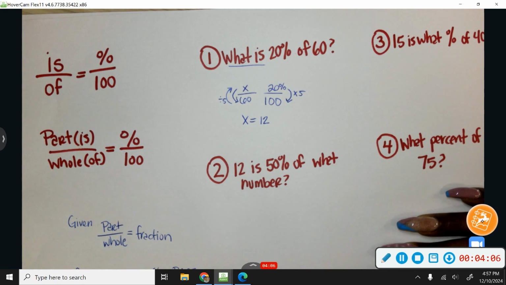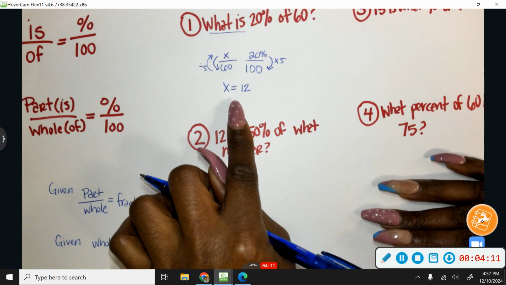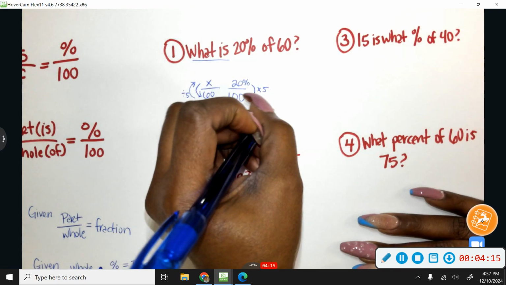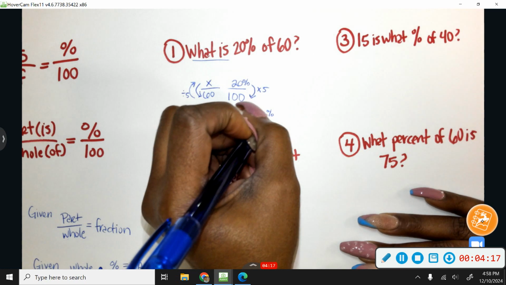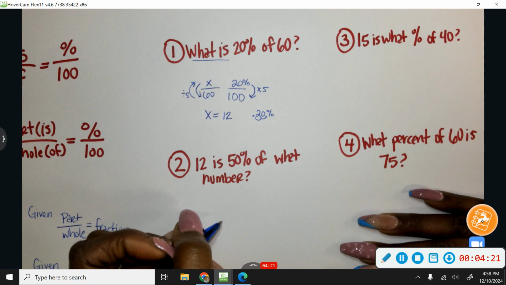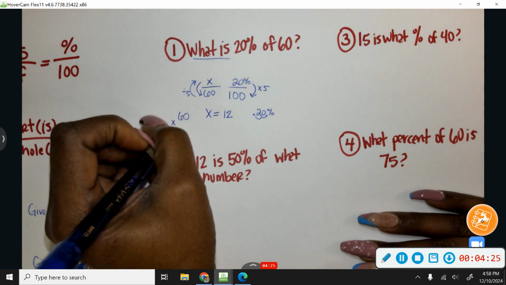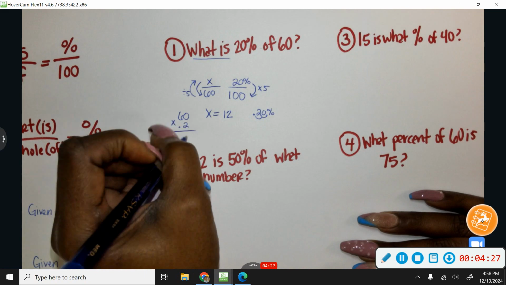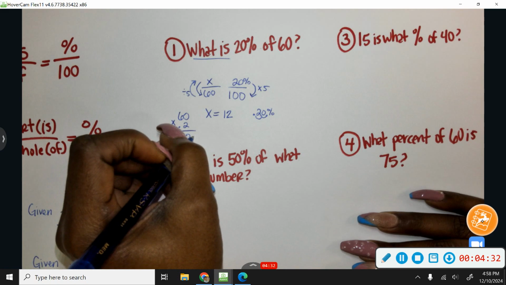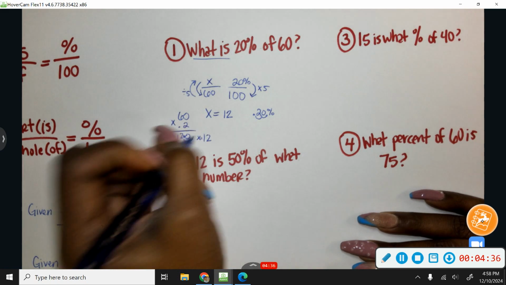Now, let's see if we can use that same method that we were talking about earlier to get the same thing that we just got. So turn my percent into a decimal, 1, 2. So I got 0.20, and then I can multiply it by my 60. So 60 times 0.2, that's 12, and I'm going to move my decimal 1 time. So in this case, I got 12 again.